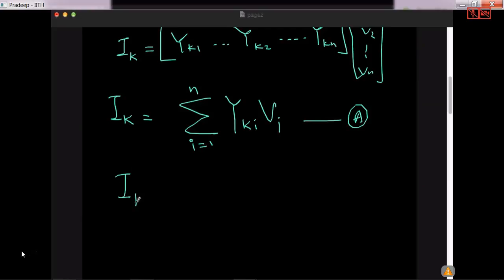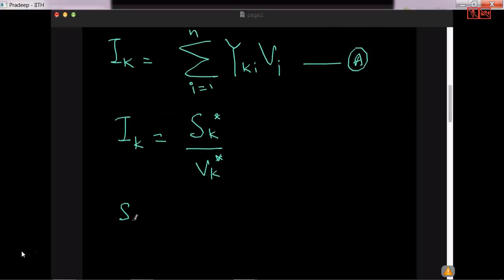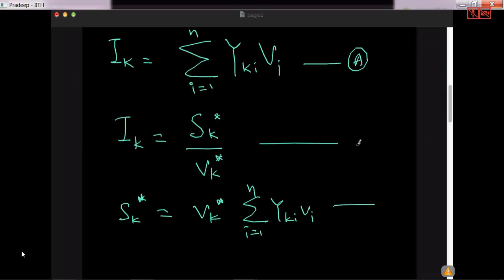Net power injected is nothing but net complex power injected at bus k from external divided by Vk. Both will have the conjugate. So if I equate this one to the other one, then I'll get Sk conjugate is nothing but Vk conjugate multiplied by summation i equal to 1 to n Yki Vi. So this is equation B. So this from A and B.